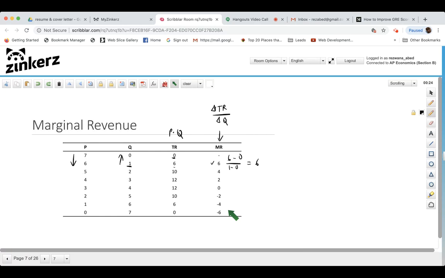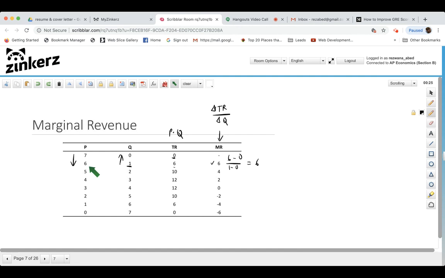It always decreases. Decreases? Yes, so it is decreasing, right? It starts out positive, and then it becomes smaller and smaller. It crosses, it becomes 0, and then it starts becoming negative.